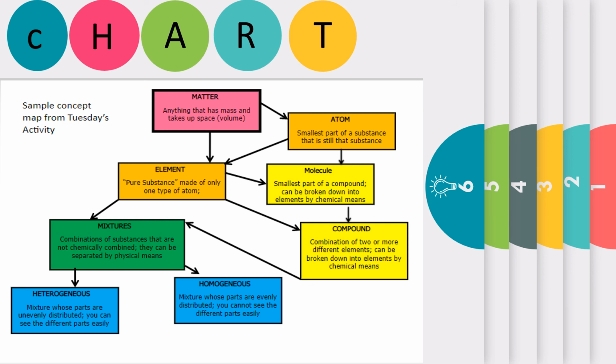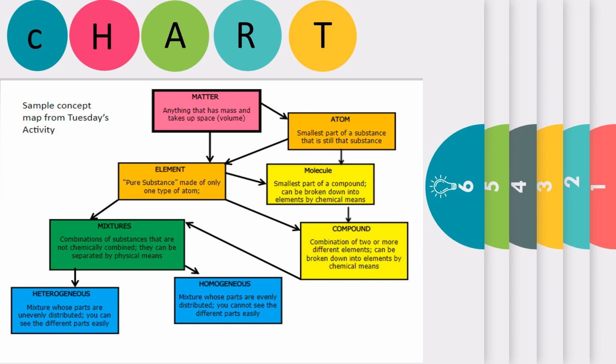A molecule is the smallest part of the compound, can be broken down into elements by chemical means, and also makes a compound. Compound is a combination of two or more different elements, can be broken down into elements by chemical means. And also the element makes the mixtures. Mixtures are a combination of substances that are not chemically combined. They can be separated by physical means, by two things, the heterogeneous and the homogeneous.